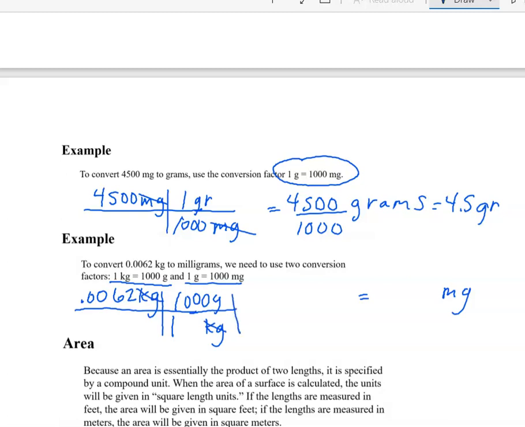And then we need 1 gram, because we want our grams to cancel out, for every 1,000 milligrams. So we're going to do 0.0062 times 1,000 times 1,000 again, which is going to get us 6,200 milligrams.